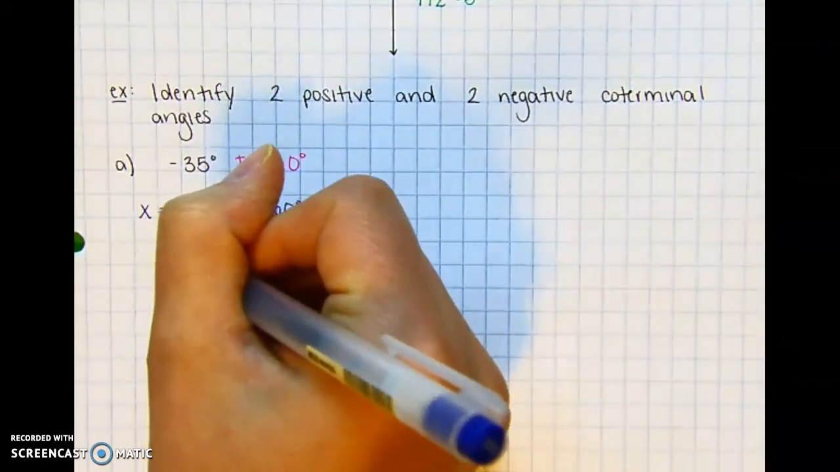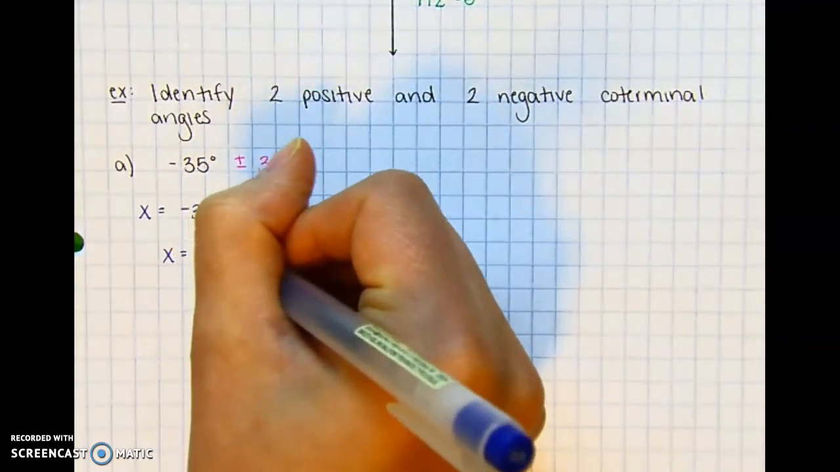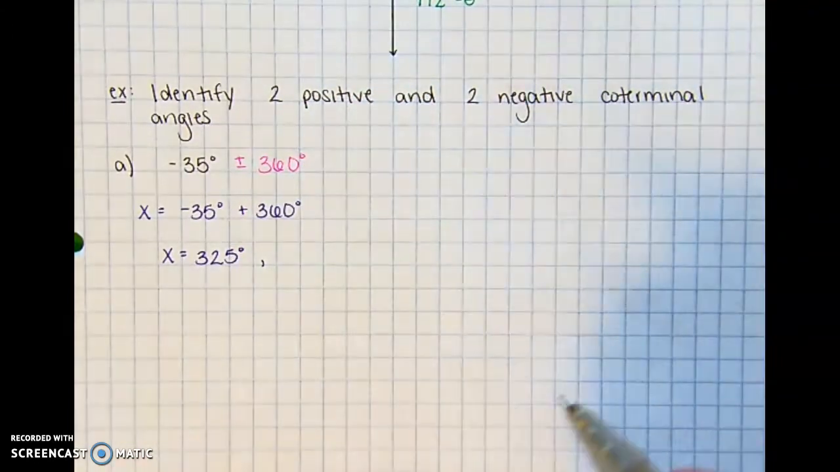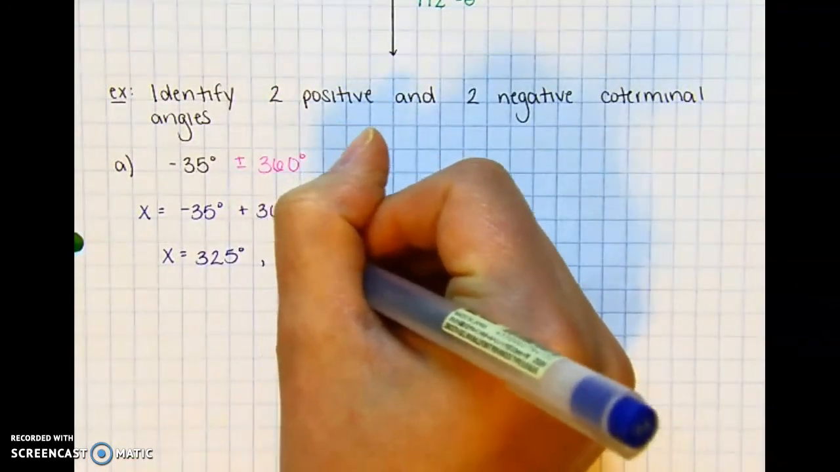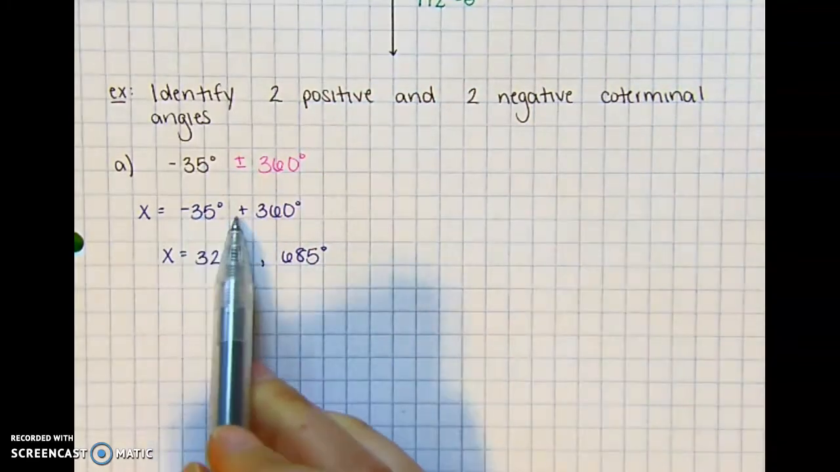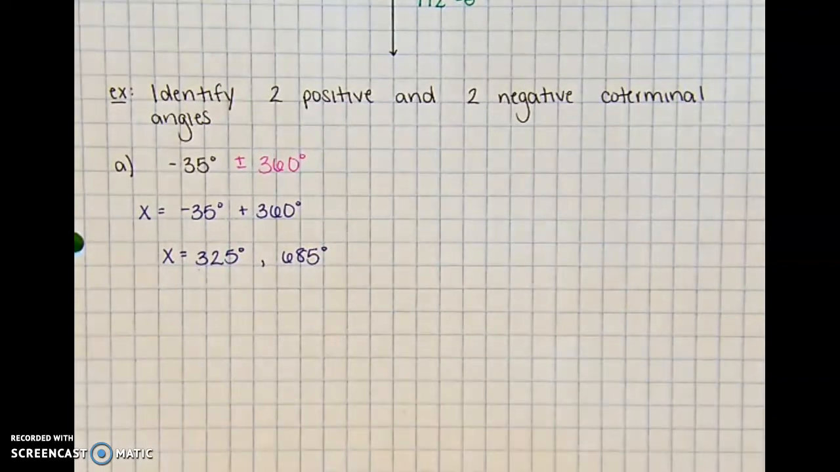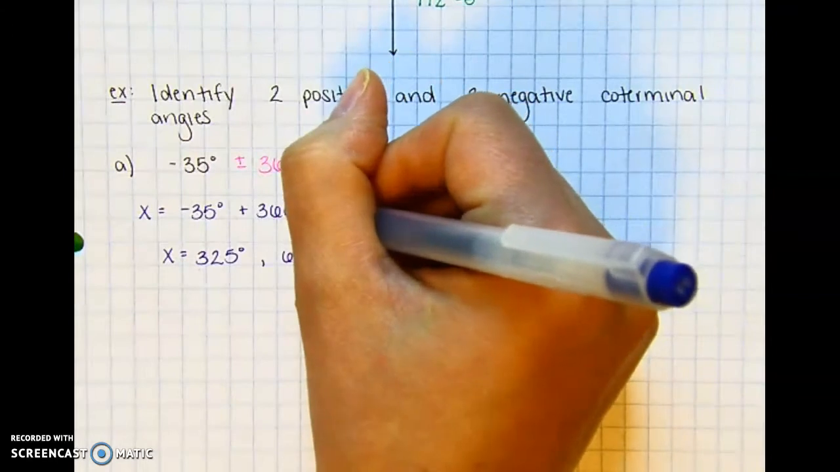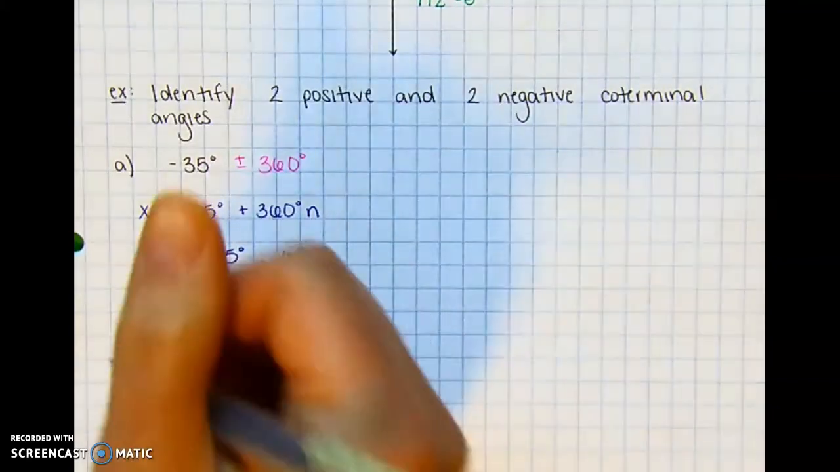And I get 325 degrees. So that's one positive angle. And then if I add 360 again, we get 685 degrees. So basically, we're adding this however many times. I guess you could write an equation and say times n, right? So we did it once, and then we did it twice.